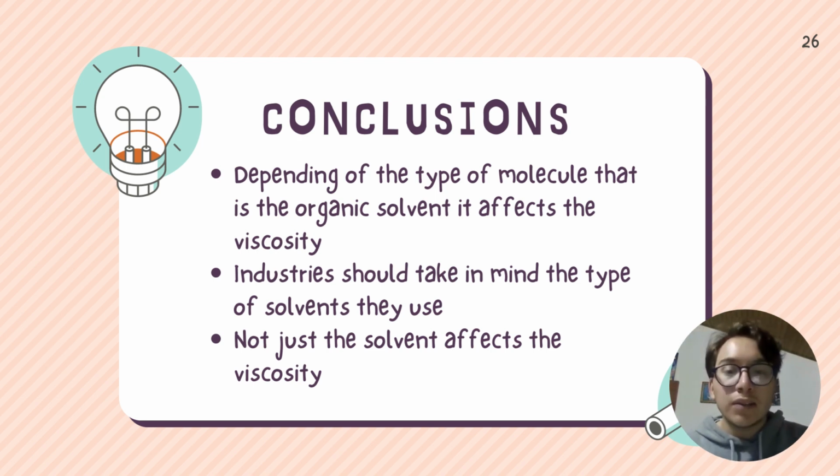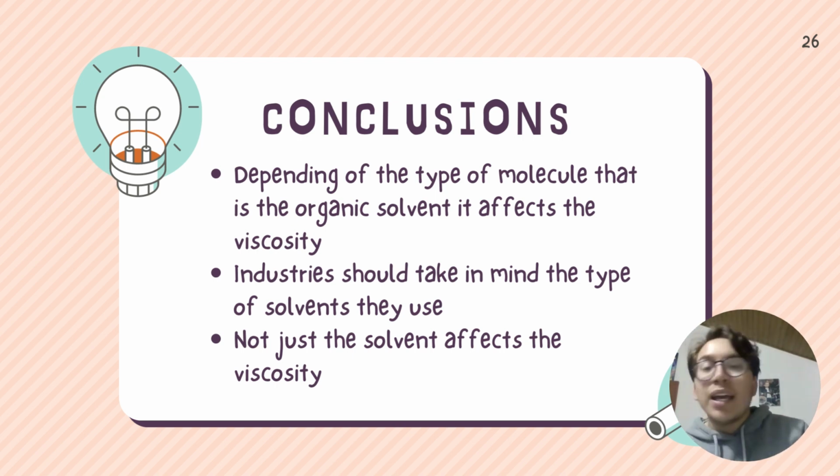Also, we can conclude that industry should take in mind the type of solvents they use, because if we compare, in this case, toluene against acetone, we say that acetone is cheaper, but toluene is better. So it's very important to see different solvents in order to make a good decision.